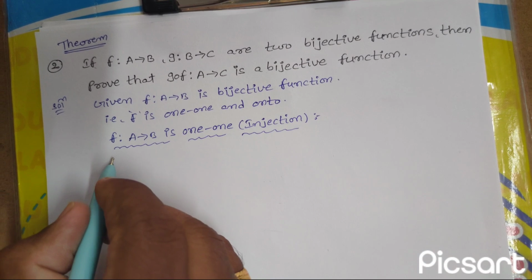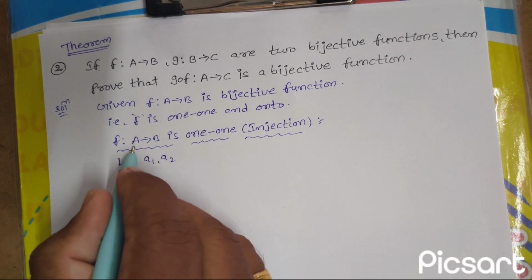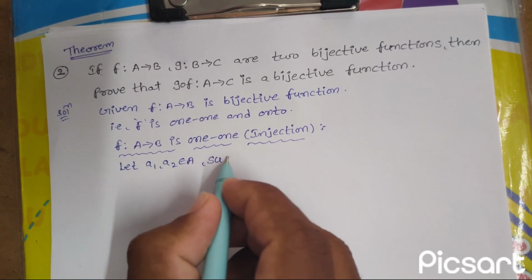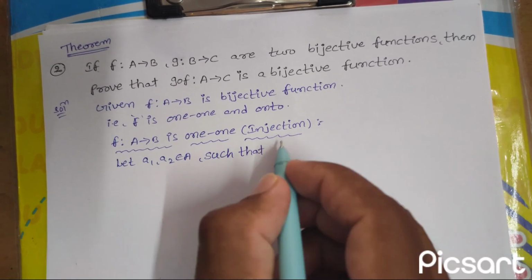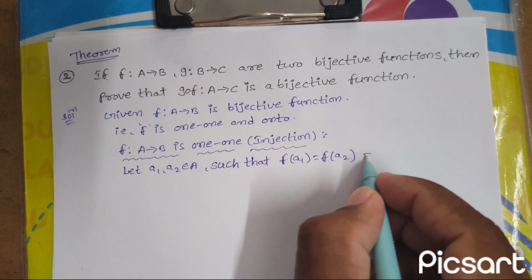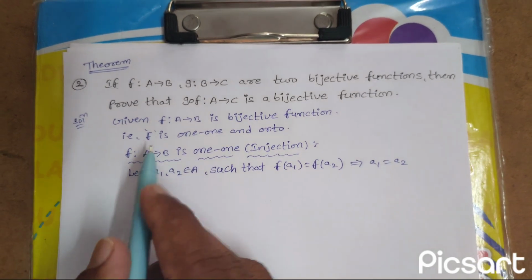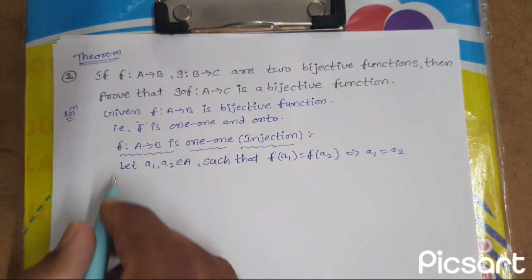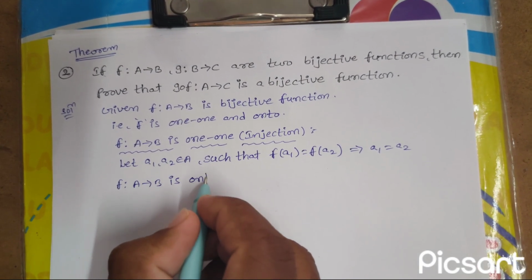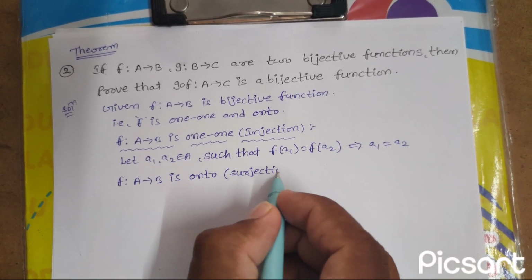According to the definition of a 1-1 function, let a1, a2 belong to capital A such that F of a1 is equal to F of a2 implies a1 is equal to a2. Here F is also an onto function. Take F from A to B is an onto function, known as surjection.